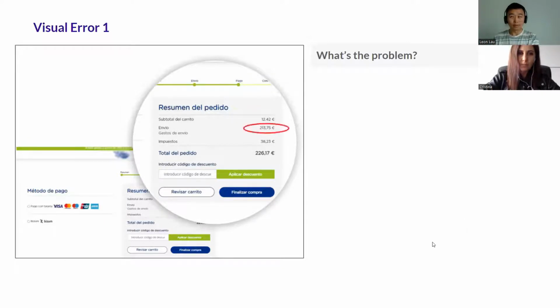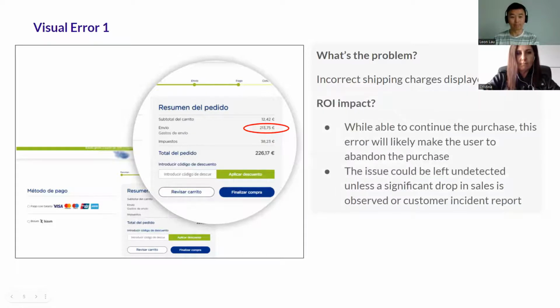So it turns out that there is an incorrect amount of shipping charges applied, causing the total to balloon. So this is quite a grave error, and the ROI impact, while being able to continue the purchase, this error is likely to make the user abandon the purchase due to the total that results.